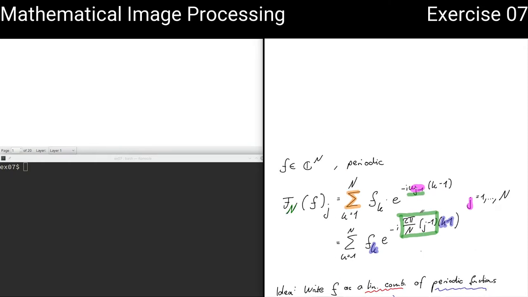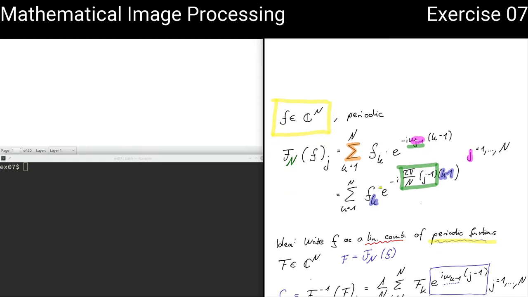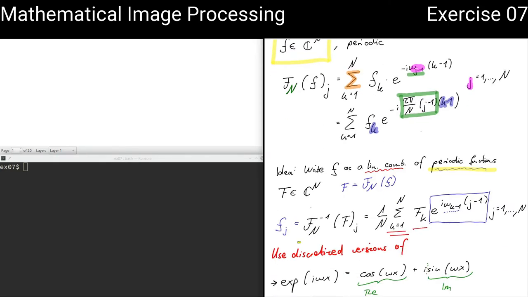So now the idea of the Fourier transform, or the discrete Fourier transform, is basically an idea that you know already from linear algebra. It's about writing a vector, in our case a vector from a complex n-dimensional vector space, as a linear combination of suitable basis vectors. And in our case, these basis vectors come from periodic functions, but in a discrete sense. These periodic functions are discretized versions of the usual trigonometric functions. And how does this linear combination work?